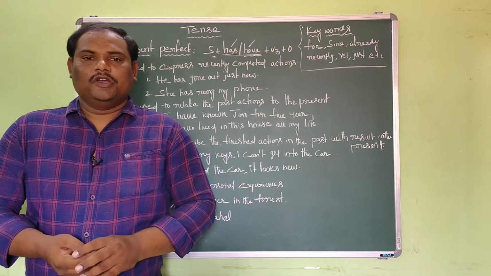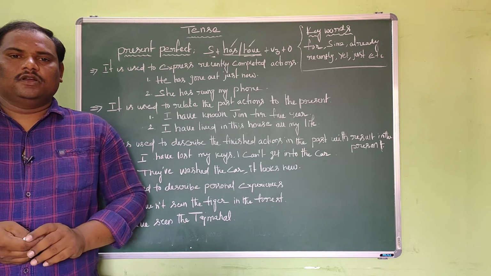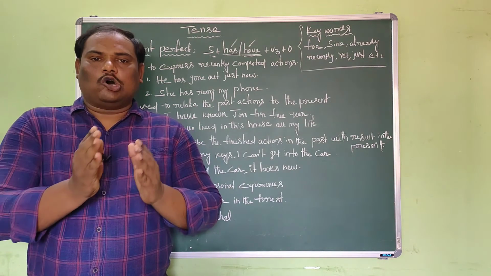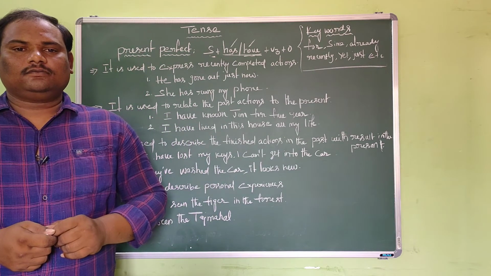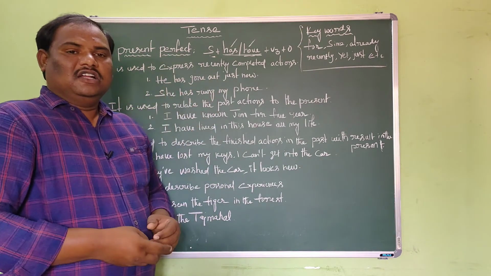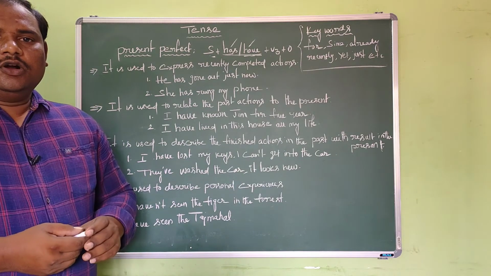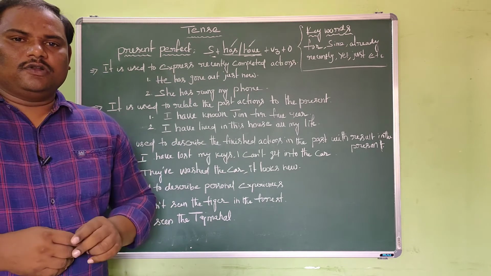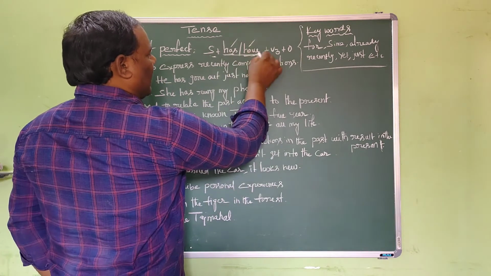Okay dear friends, we shall talk about the structure of present perfect first. It takes the structure subject plus has or have plus V3 plus object. So when you examine the structure of present perfect, in the structure we are given two alternate helping verbs. What are they? Has or have.